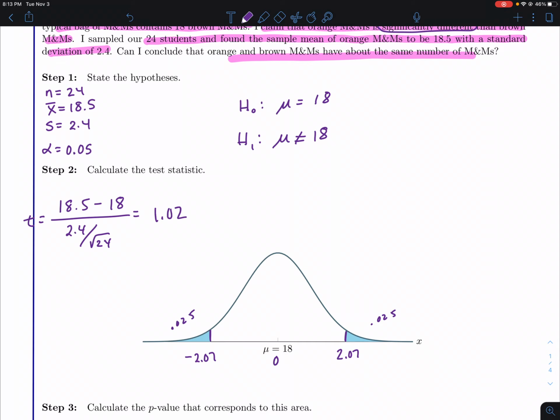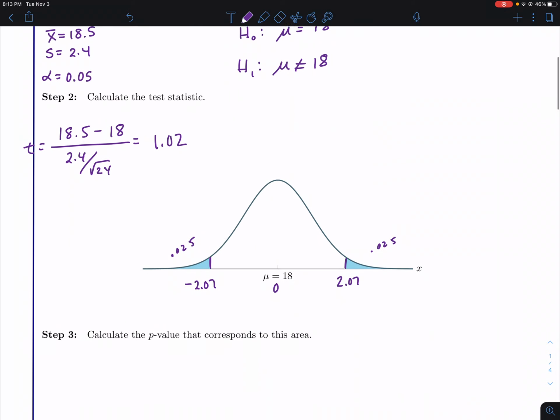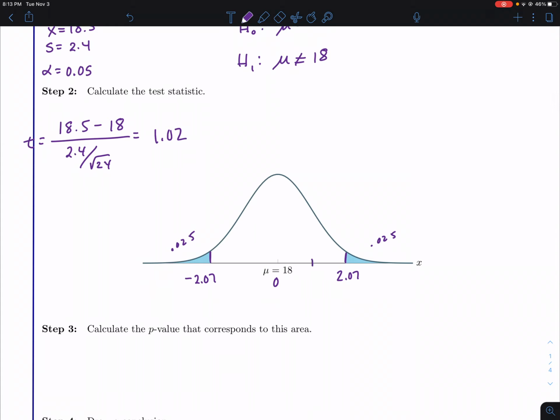So in this case, without even doing any more calculations, I can say, okay, my t-score is going to fall somewhere in this 1.02 range. I would need a t-score bigger than 2.07 or smaller than negative 2.07. So I can already tell just by looking at this that I'm in the fail to reject range. But it doesn't hurt to throw it in the calculator just to verify that we haven't messed something up.